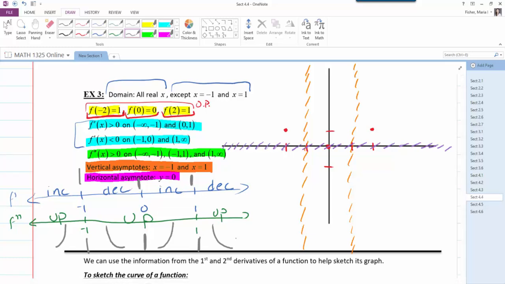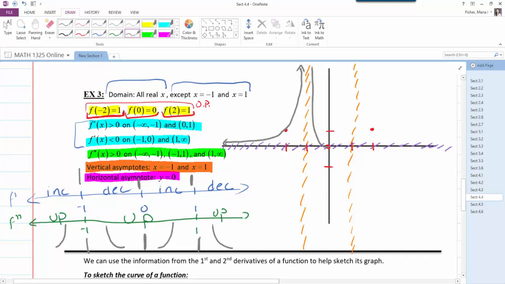Now recall, a graph wants to get close to its asymptotes. So I know that to the left of -1, I should be increasing and concave up. So I want to get close to my horizontal asymptote, go through my point, and then get close to my vertical asymptote, and I am increasing and concave up. Then I am going to be decreasing and concave up. So I am decreasing, still close to my asymptote, getting to my point, decreasing and concave up.